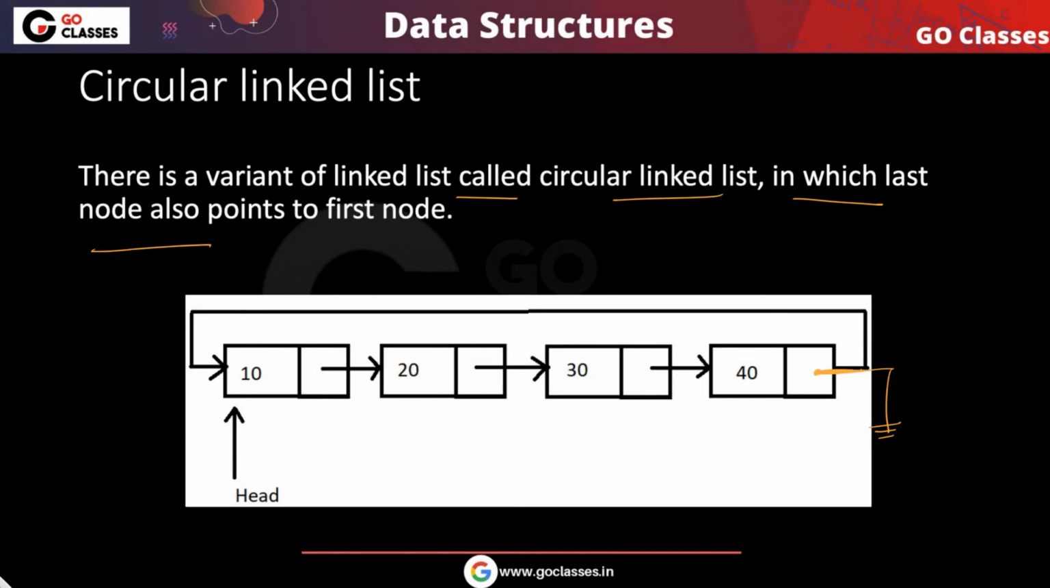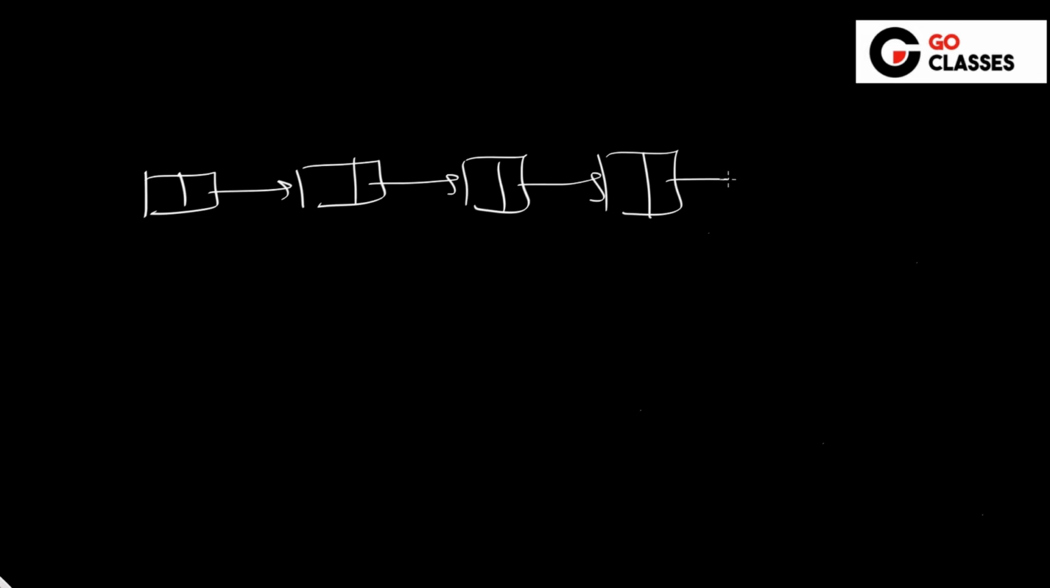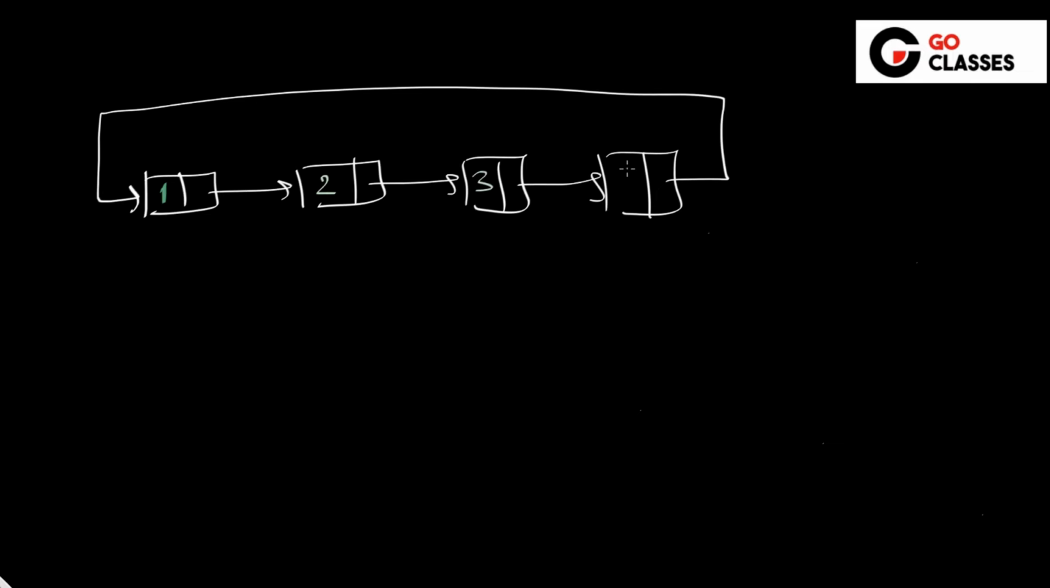Let me give you an example. Suppose that this is the linked list that you have, and instead of the last node pointing to null, the last node is actually pointing to the first node. Let me write some values here. Maybe this is 1, maybe this is 2, maybe this is 3, maybe this is 4. Now can you tell me which one is the first node and which one is the last node? See, this is just a circle.